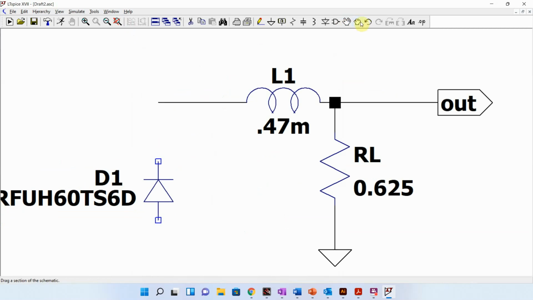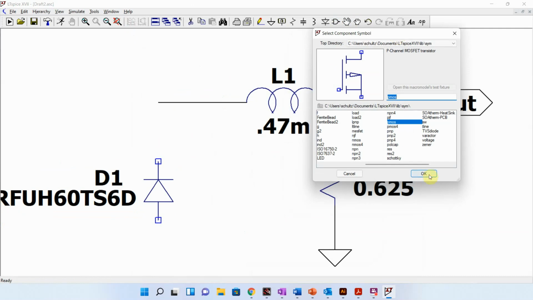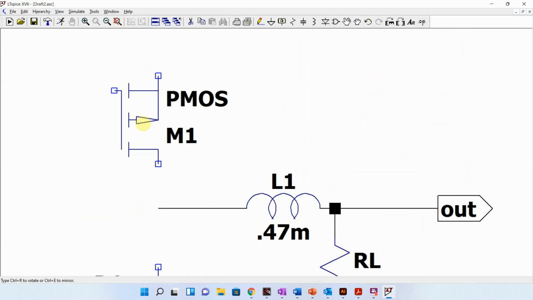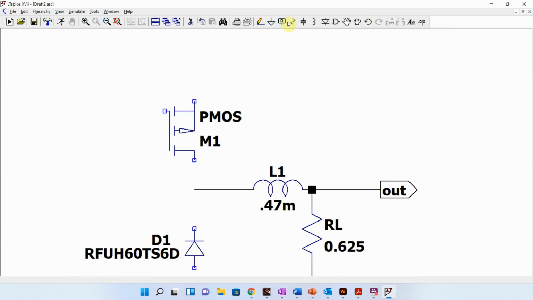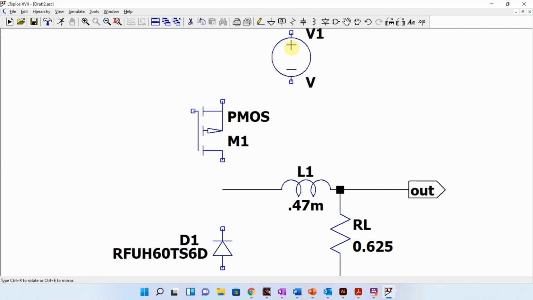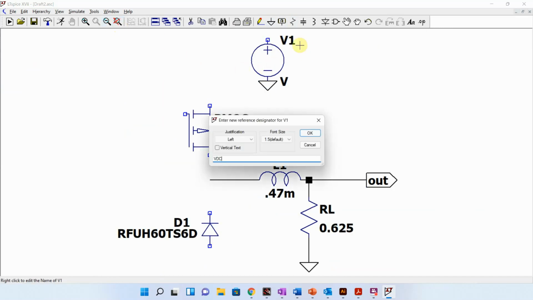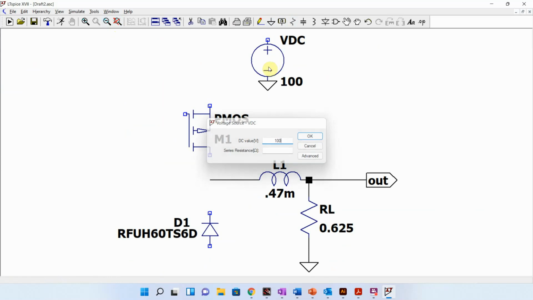Okay, we're going to start this by getting a PMOS. Remember that the current flows for a PMOS from the source to the drain, so it has to be oriented this direction. Okay, we're going to add a voltage source. Let's call this VDC, and we have 100 volts.